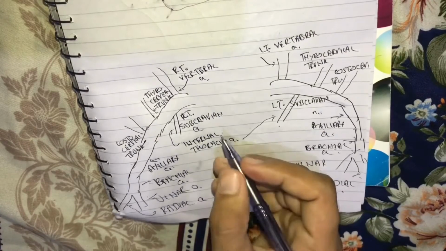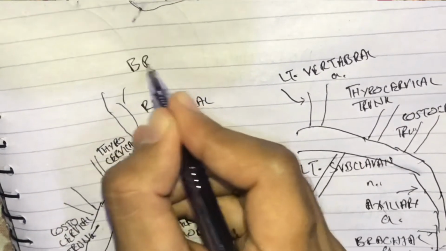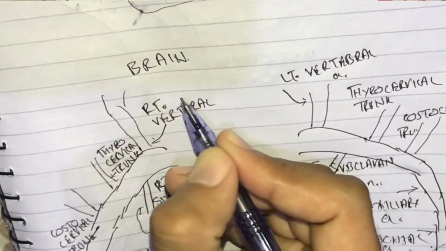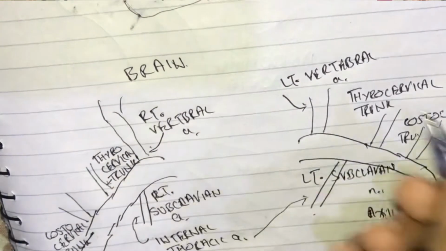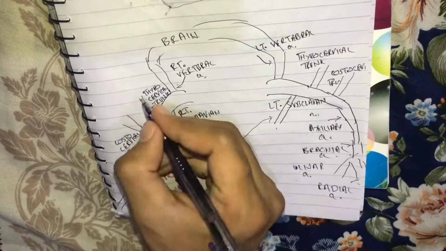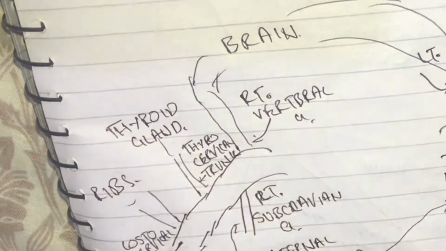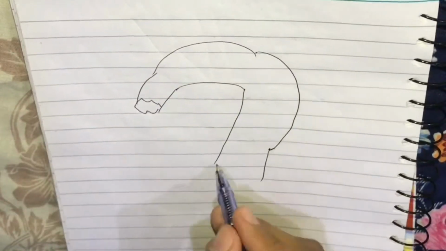Left and right vertebral arteries go to the brain to form the circle of Willis. So left and right internal carotid arteries and the left and right vertebral arteries supply the major part of the brain. Thyrocervical trunk supplies the thyroid gland and the costocervical trunk supplies the ribs. Now talk about the branches of the descending aorta.